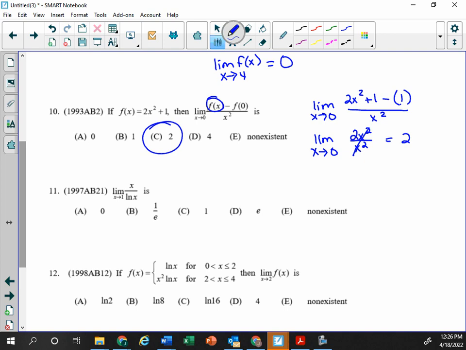So that's from the 1993 AB Calc exam. So the next one is from the 1997 AB Calc exam. We'll look at this one. Let me just explain this one, guys. So your denominator here, if you were to plug the 1 in, you'd have natural log of 1. What is that? 0. And there's no way to go about simplifying this nicely. So the answer to 11 is just non-existent.